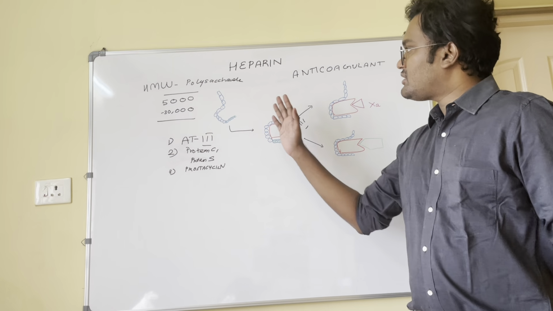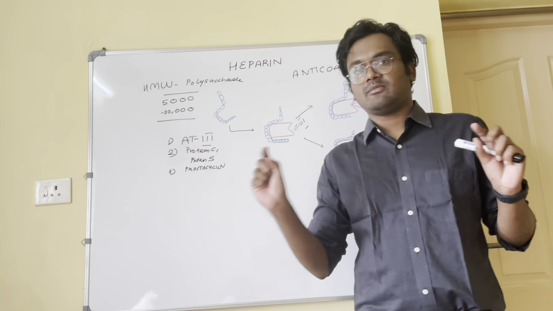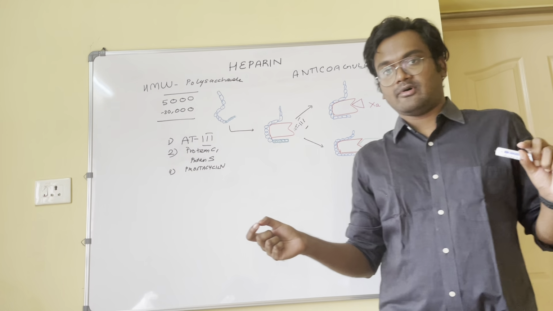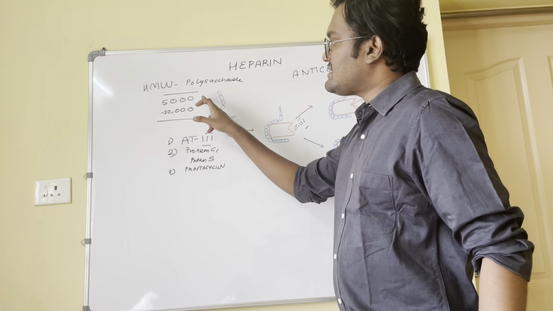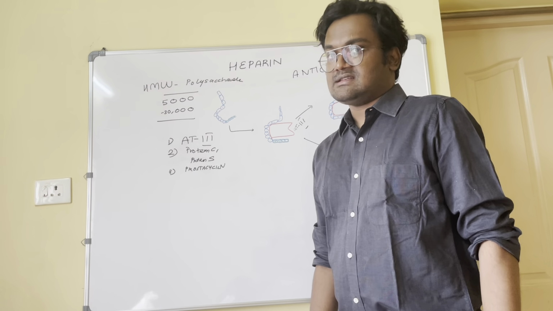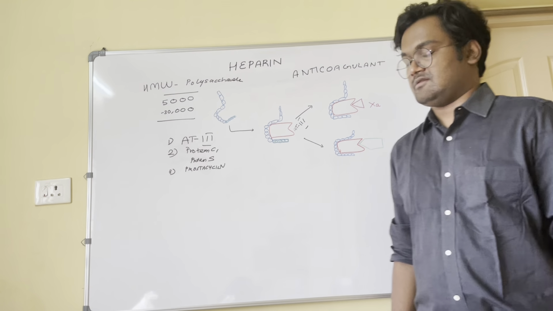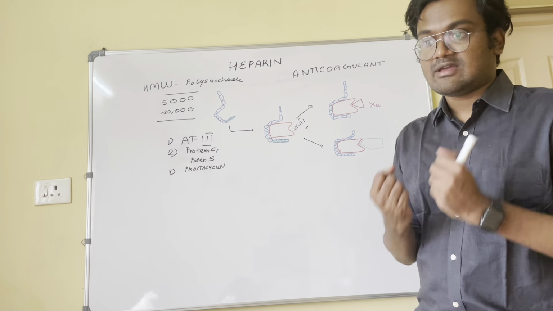Now we'll come to heparin. Heparin is actually a polysaccharide. It's nothing but a carbohydrate moiety, a chain of carbohydrates, that is of high molecular weight. It is 5,000 to 30,000 daltons, or kilodaltons, in its molecular weight. So it's a heavy molecule. That's the first thing you should know.